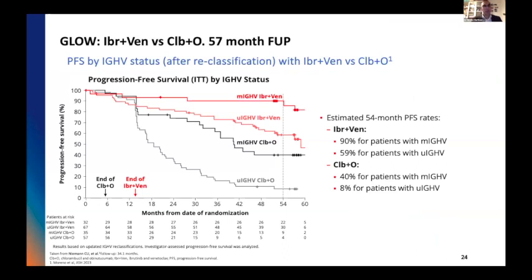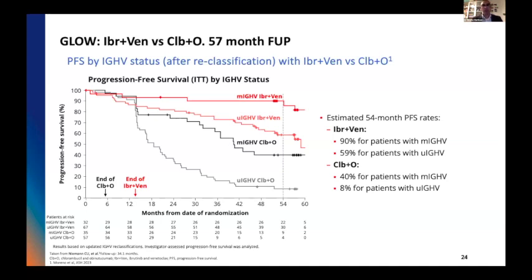This is interesting because, as you remember what I showed on the FLAIR data, this difference seemed to be a lot less for the FLAIR study, and again, inter-trial comparison, etc. But it is interesting, and hopefully this will serve to demonstrate to the regulators in the future that if you cut the treatment short at 15 months, then the mutated IGHV patients might not have as much benefit as we think they would if they had an MRD guided approach.